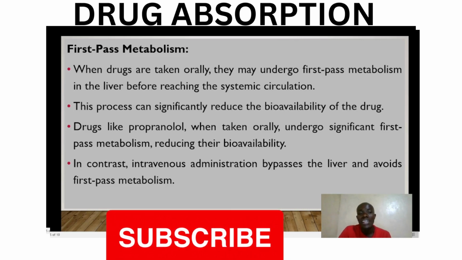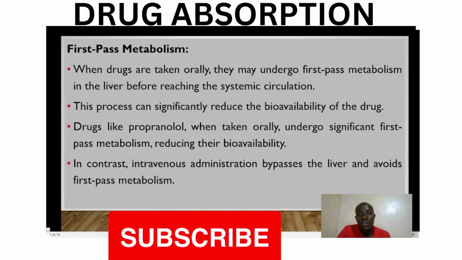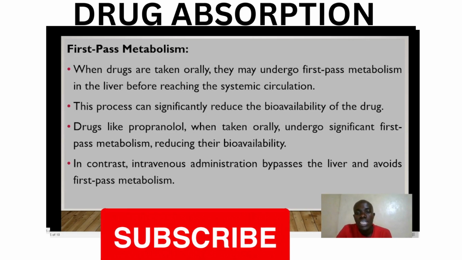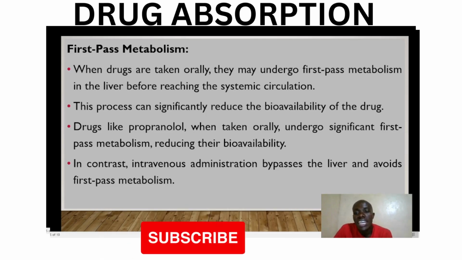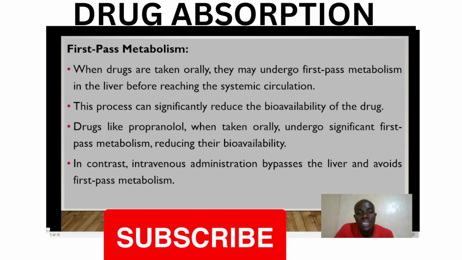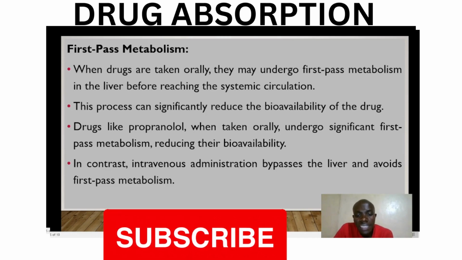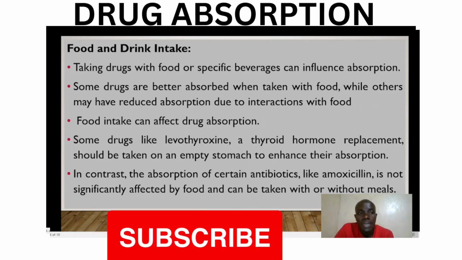Next is first pass metabolism, guys. When drugs are taken orally, they have to undergo first pass metabolism in the liver before reaching the systemic circulation. That's why the concept of drug bioavailability is highly discussed here, because it's thoroughly affected by that process. Drugs like propranolol, when taken orally, undergo significant first pass metabolism, reducing their bioavailability. In contrast, intravenous administration bypasses the liver and avoids first pass metabolism.